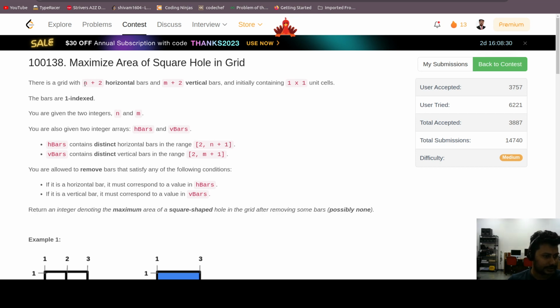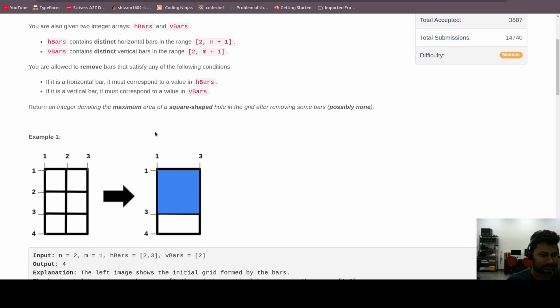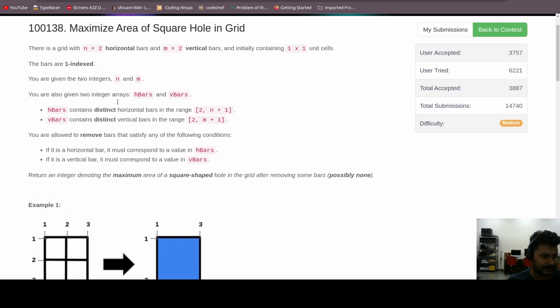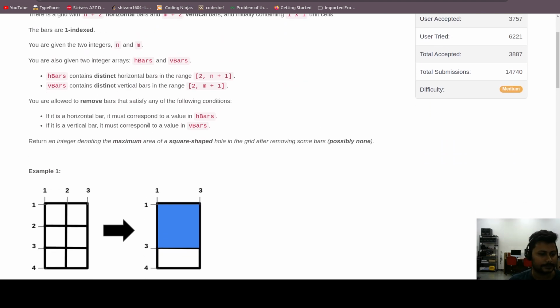So there is a grid with n plus 2 horizontal bars and m plus 2 vertical bars, and it initially contains 1 cross 1 cells. The bars are 1 indexed. You are given two integers n and m. You will not get anything by reading that one, so let's understand the question by one example.